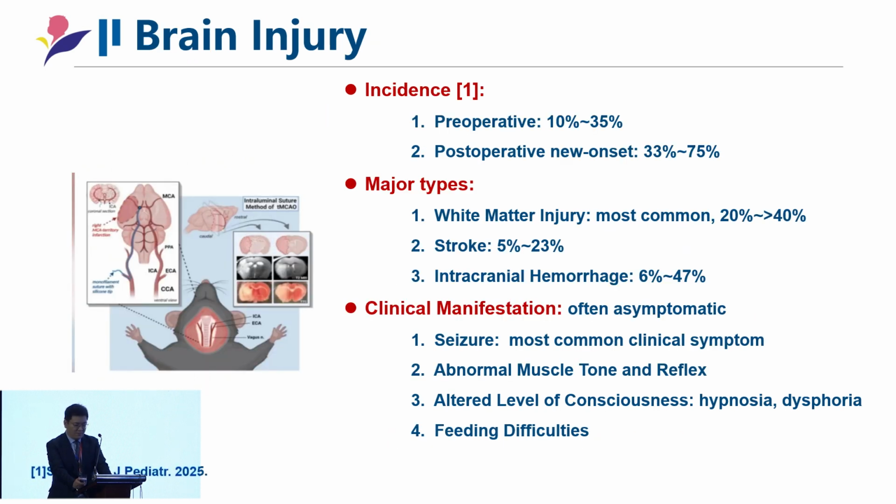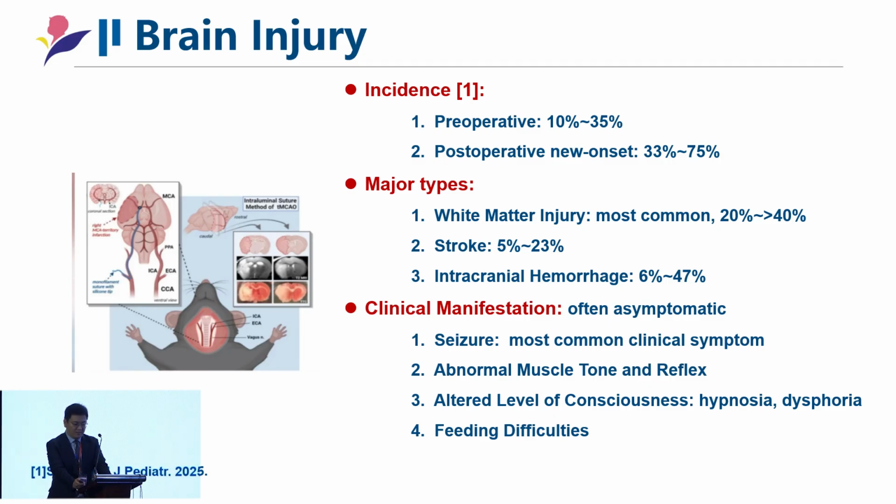The last one is brain injury. It occurs in 10 to 35% of the patients preoperatively, and 33 to 75% post-operatively. Many types of brain injury include white matter injury, stroke, and intraventricular hemorrhage. Clinically, cases are often asymptomatic.